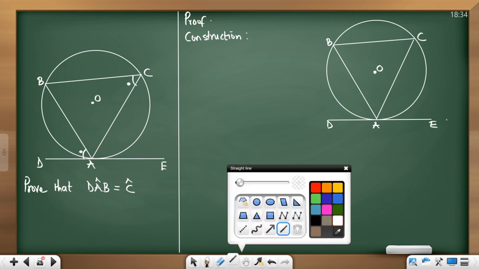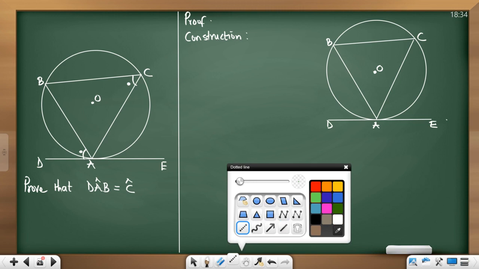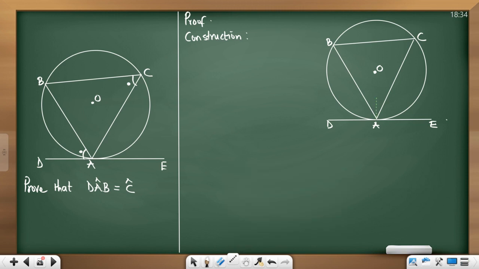Now, here's my first construction. I want you to see what I'm going to do. I am going to draw a diameter. It must pass through the center. Remember, it's a diameter. It must touch the circle. So I can call this point A, B, C, D, E. Let's call this F. So construction: draw diameter AOF.